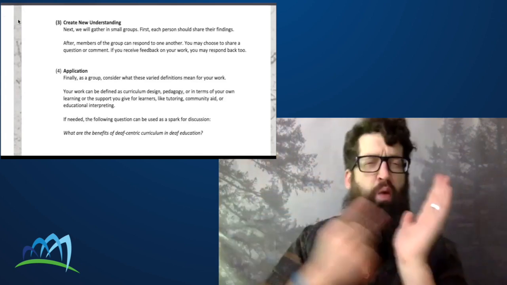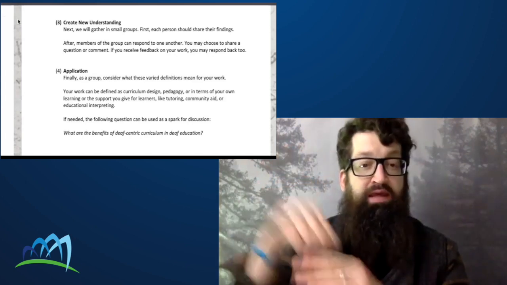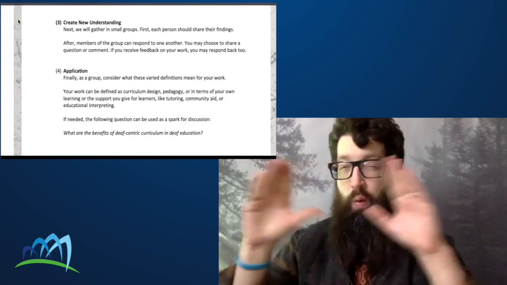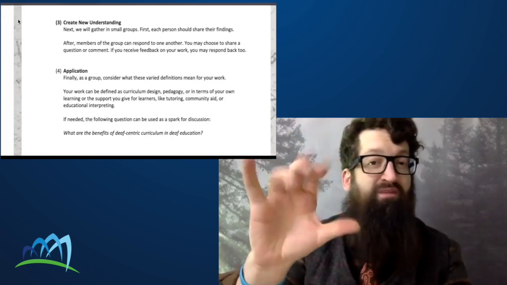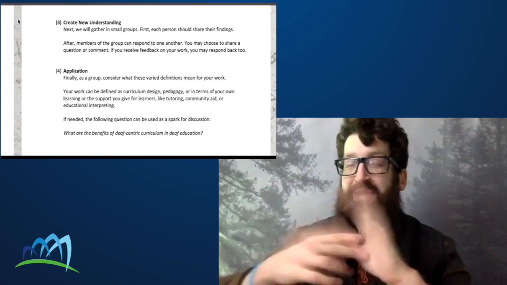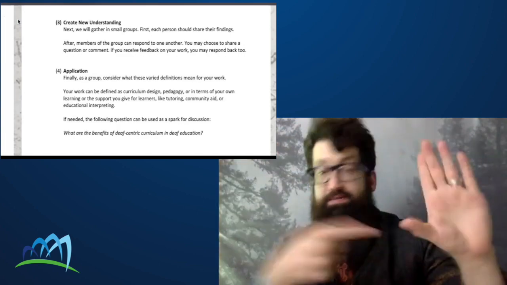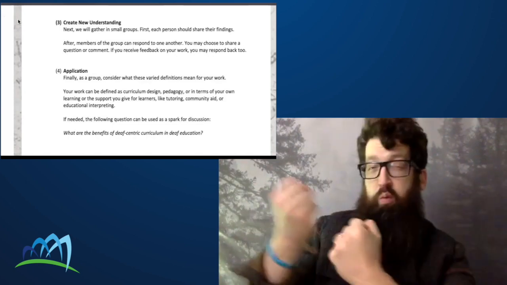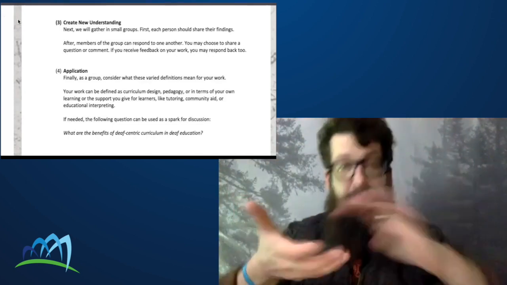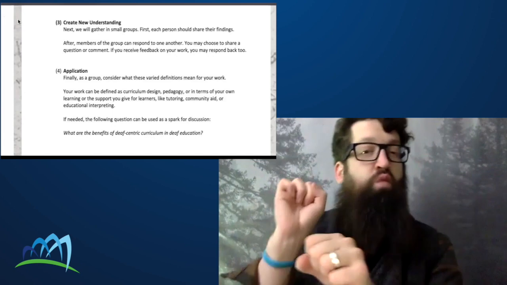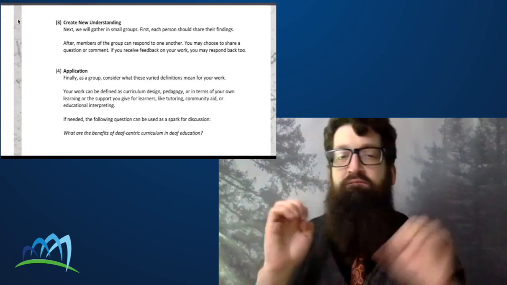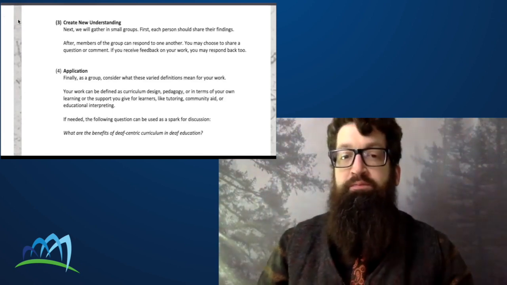Vygotsky also, in his time, the 1920s, was from Russia. They focused on Soviet, this was in the Soviet era. So there were a lot of different groups under the communist rule. And there was a lot of support for this approach, this kind of work around deaf education.